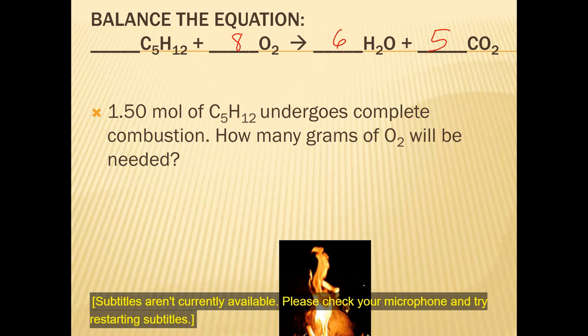Okay, so now we look and see what we have. We have 1.5 moles of this, and it undergoes complete combustion. How many grams of O2? So here we got a question mark, grams do we need?